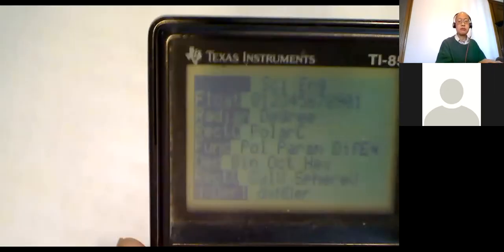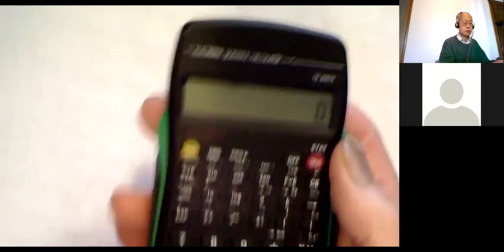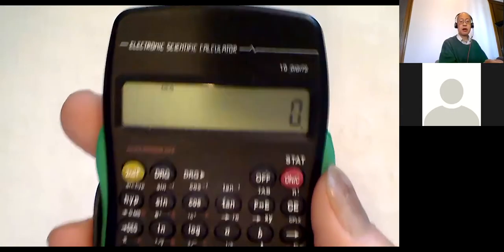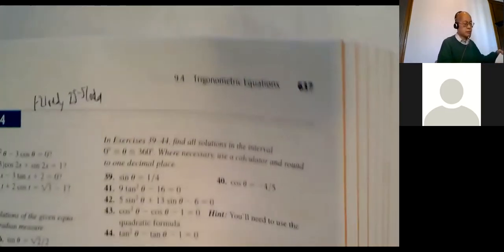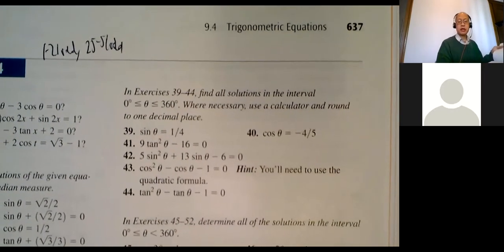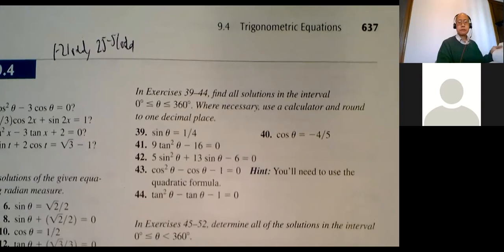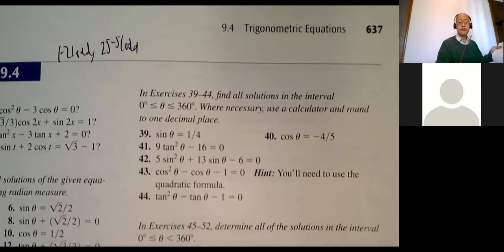So second function mode, go to degree mode. Okay, so now I'm in degree mode. And then this calculator, DRG. Okay, now I'm in degree DEG. Same thing, only I'm in degrees. Theta between 0 and 360, round to 1 decimal place. All right. So how about I do 39? Sine of theta is 1/4.